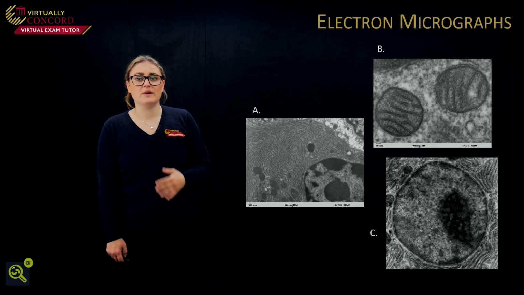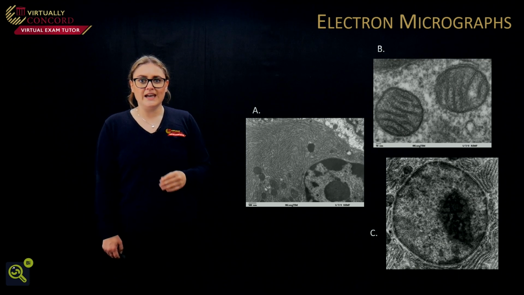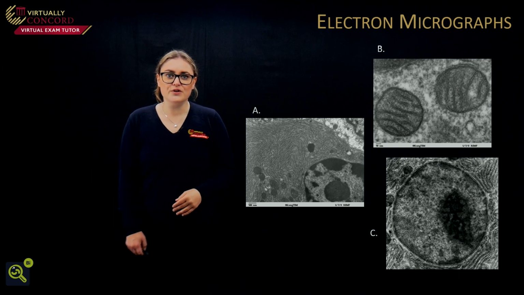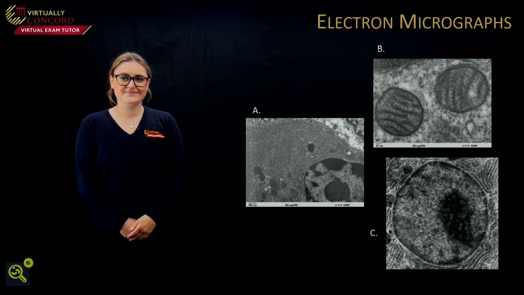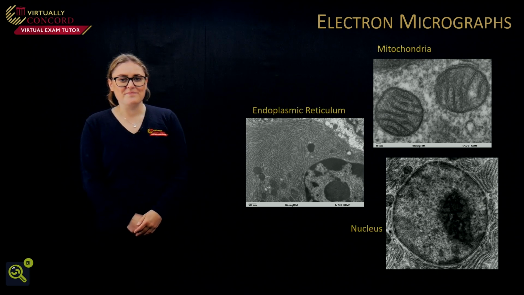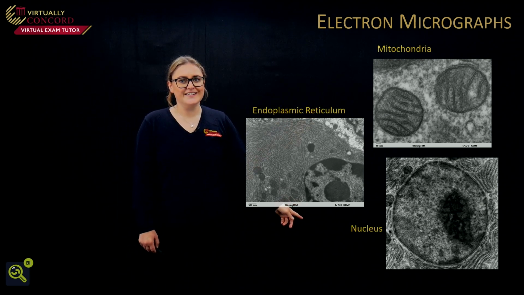Okay, finally, as part of this section, you may also need to be able to recognise electron micrograph images of these organelles. So here we have an A, B and a C. Why don't you take a few minutes just to see if you can work out what they are for yourselves. Okay, did you get them right? So we have the endoplasmic reticulum, the mitochondria and the nucleus.